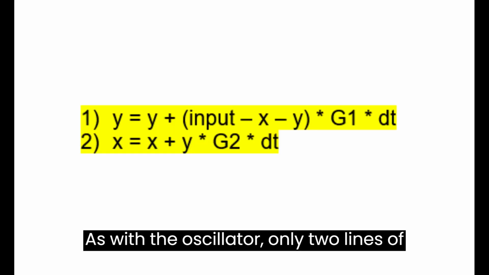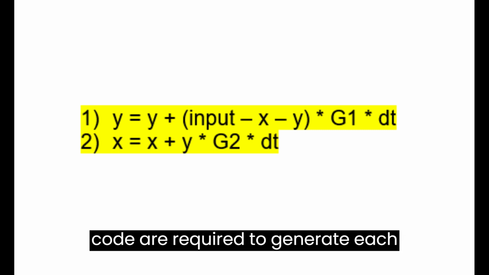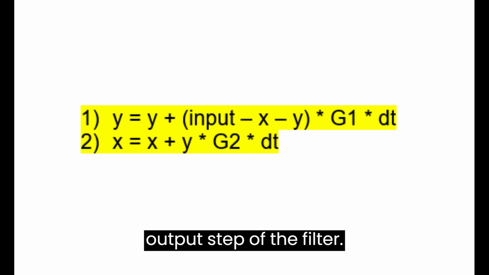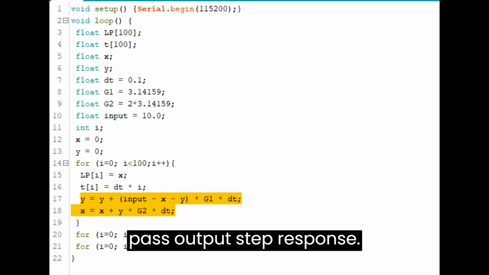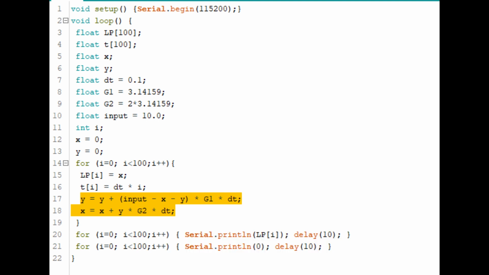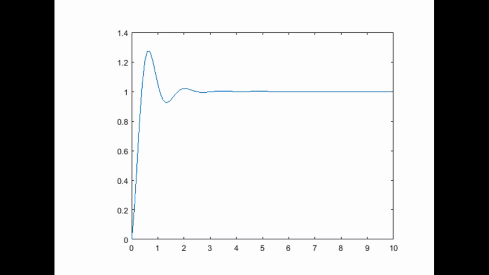As with the oscillator, only 2 lines of code are required to generate each output step of the filter. Here is an Arduino program for a low-pass output step response. The underdamped response of the filter.